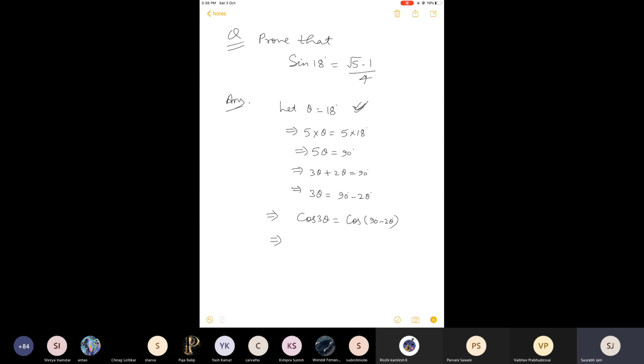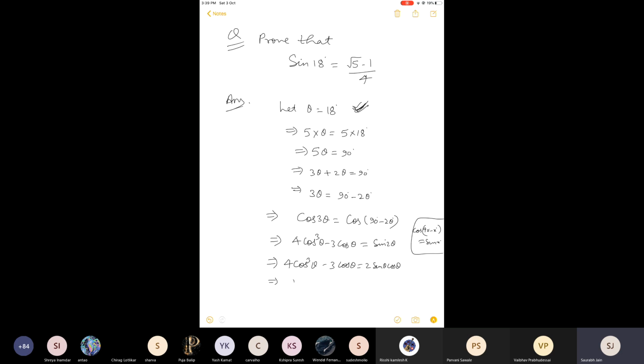So taking cos both sides. Apply the formula. What is cos 3a? 4 cos cube a minus 3 cos a. At each step, remember that theta is 18. Keep this in mind because that is what we are supposed to find, sine 18. So cos 3 theta is 4 cos cube theta minus 3 cos theta. In the right hand side, use the reduction formula, cos of 90 minus x is sin x. So sine 2 theta. Use the formula of sine 2 theta in the next step. Sine 2a is 2 sine a cos a.